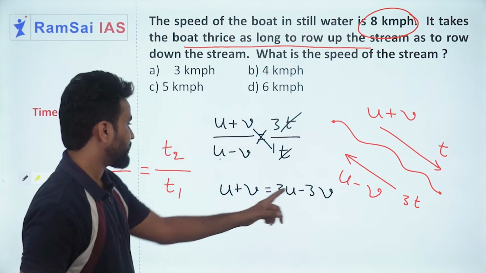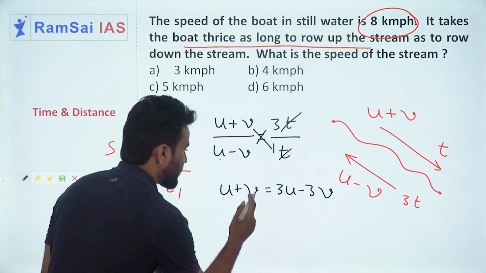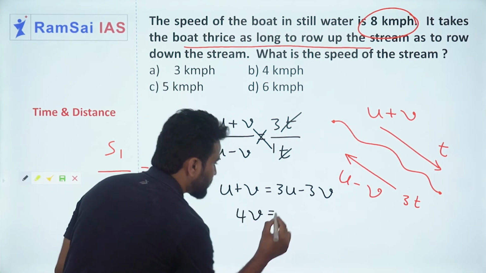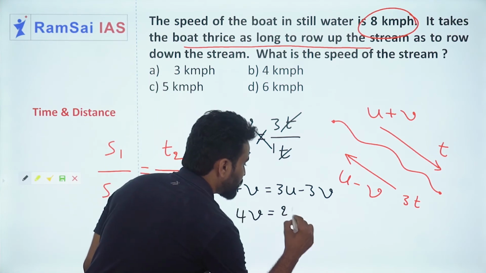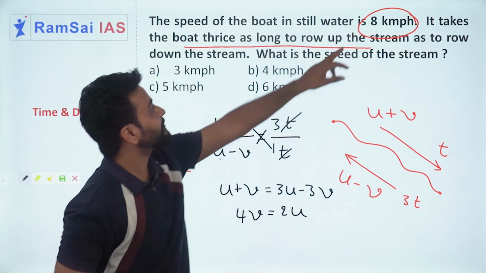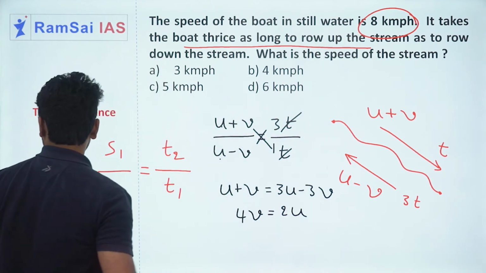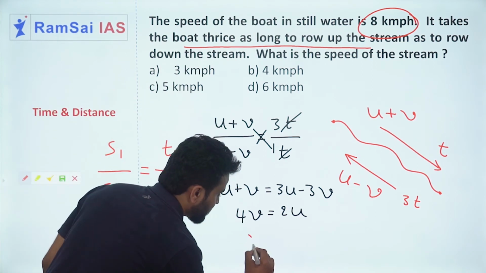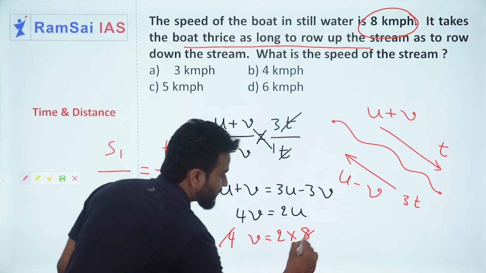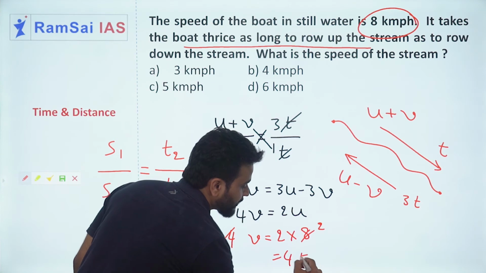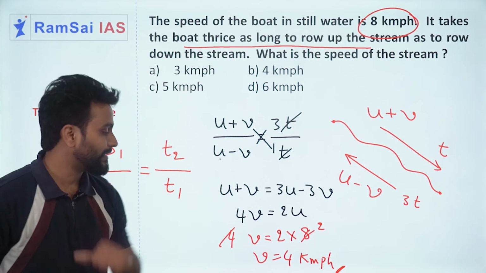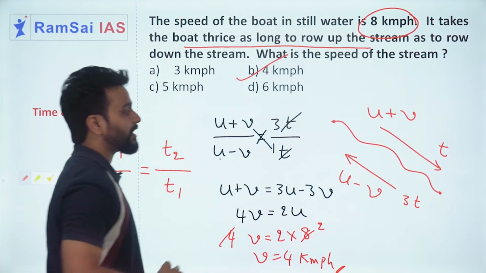Now take this v to the left side and u to the right side. v minus 3 becomes plus 3 here. So 4v equal to 3 minus 1 to u. And from the question, u equal to 8 kilometers. Let me substitute the u value here in the final step. v equal to 2 into 8, 4 2s are 8, 2 into 2 equal to 4 kilometer per hour, and the value v, the speed of stream, equal to 4 kilometer per hour, which is in option B.